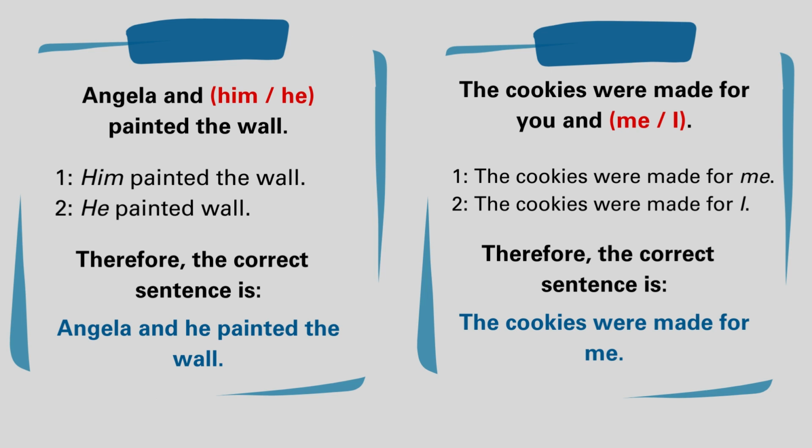Next, the cookies were made for you and is it me or I? Let's see. The cookies were made for me or the cookies were made for I? Do the sound test. Which sounds right? If you said the first one, you're correct. Therefore, the proper sentence is, The cookies were made for me.